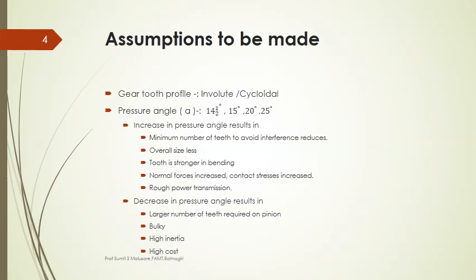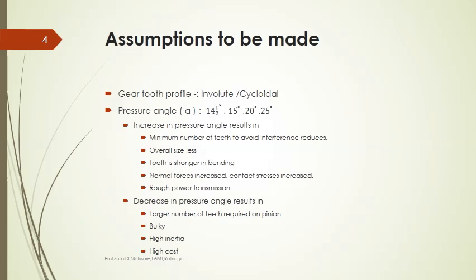Okay, then we go for the pressure angle. The standard pressure angles are 14.5, 15 degree, 20 degree, and 25 degree. So the question arises, what type of pressure angle are we going to select? Generally, if you go for a higher pressure angle, the number of teeth required on the pinion will be lesser. It means that the gear size will be reduced. Okay, the tooth is stronger in bending, but normal forces and contact stresses increase, which results in rough power transmission.